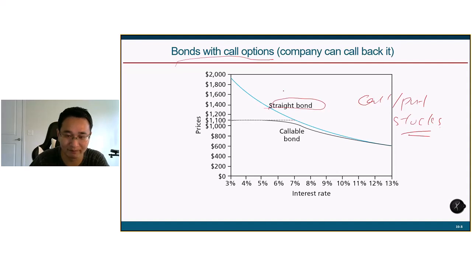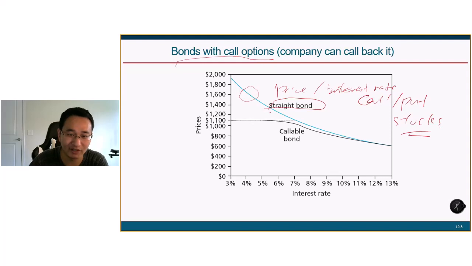This is price, and then interest rate. The price-interest rate relationship is a curve. When interest rate goes up, the bond price will decline. When interest rate goes down, the price of the bond will increase. So ideally, you want this part. This is good for you: if you are long a bond and interest rate goes down, you will make more money.